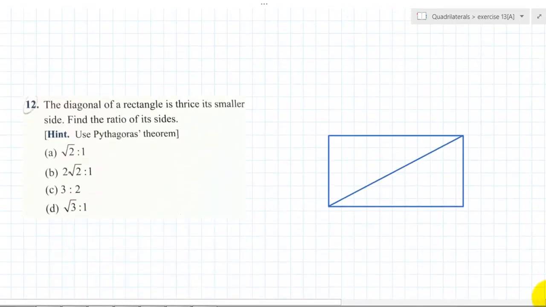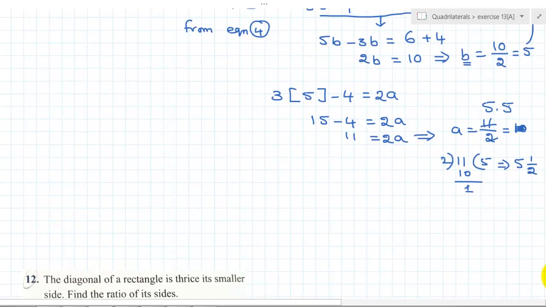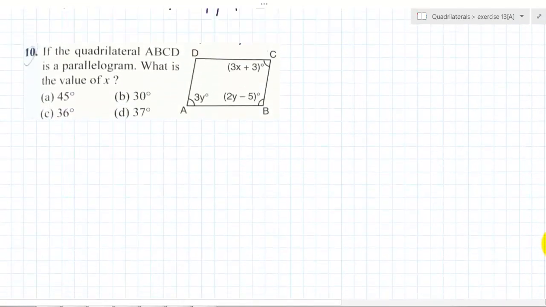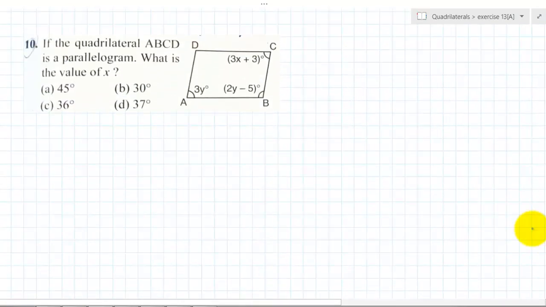Now let us look at our next problem. Before that, let us look at our previous problem, that is the 10th problem. This 10th problem is from exercise number 13a. If the quadrilateral ABCD is a parallelogram, it is directly given, this is a parallelogram. What is the value of x? We need to find out the value of x.